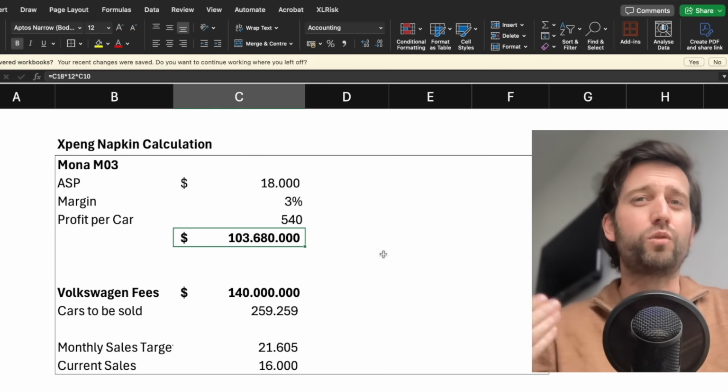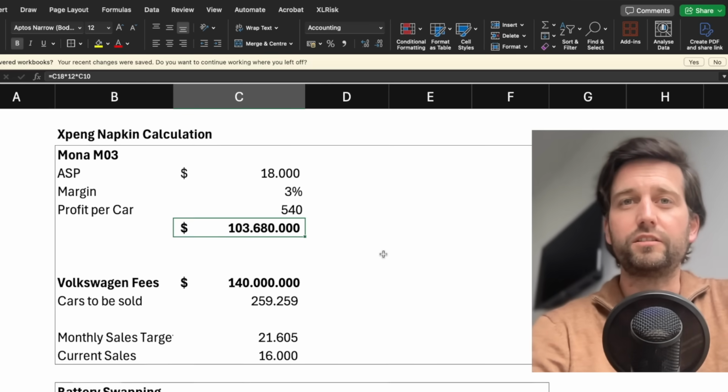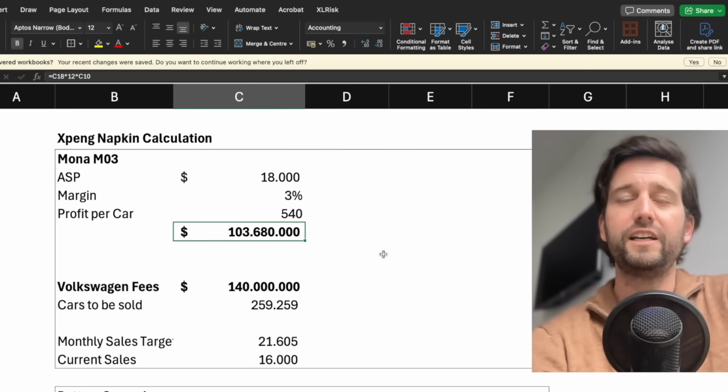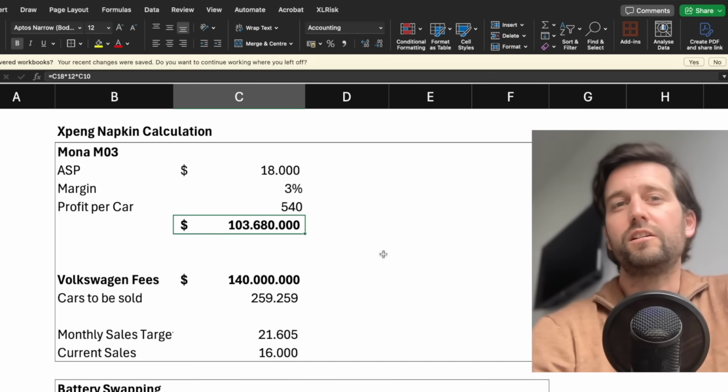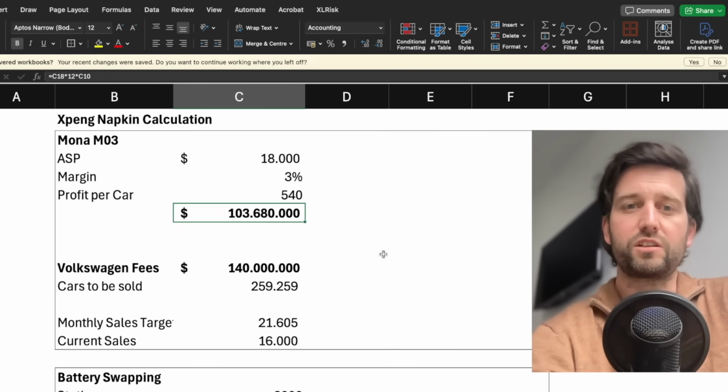So I think that's why investors are really impressed by Xpeng right now. First of all, the revenues are growing quickly, and then Xpeng with that has a chance to break even and become profitable. So that's the good news.